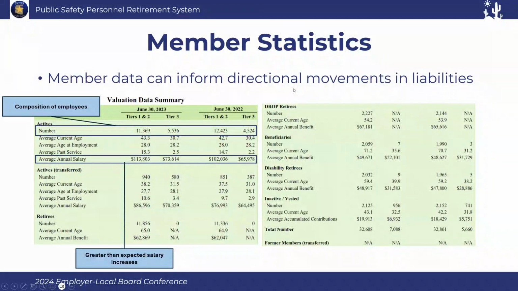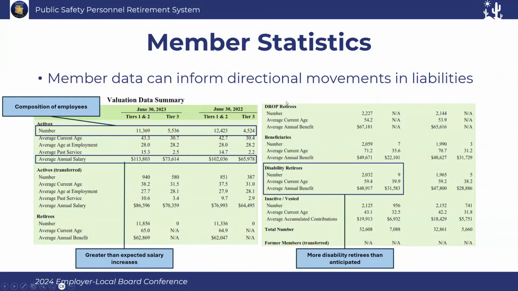But other categories in here can impact liabilities, like disability retirees. Are there more disability retirees than anticipated? Drop retirees: are members going into drop sooner than anticipated? Actuaries are assuming things about how long someone's going to work. If they go into drop before they would otherwise be expected to retire, then that's going to have a cost increase just because we're not financing the benefit for a long time period with that member. So it's just something to be mindful of, that this member statistics section can really inform what's going on on the actuarial side.